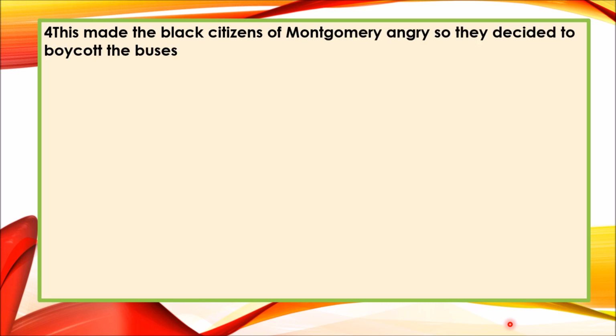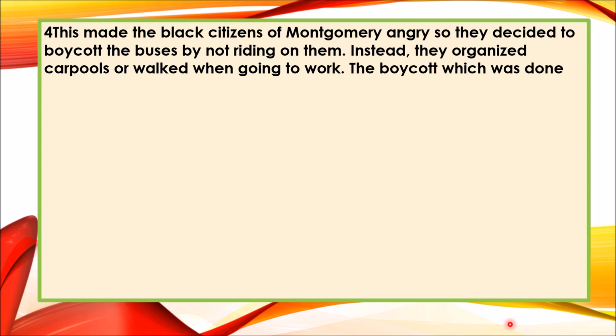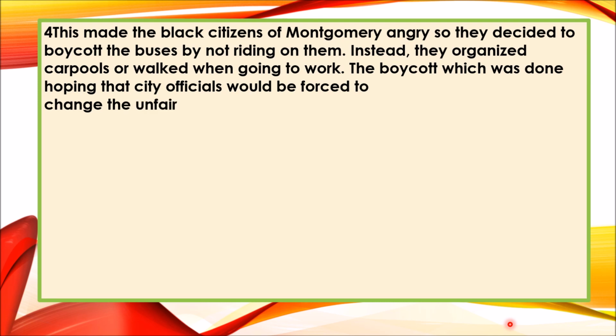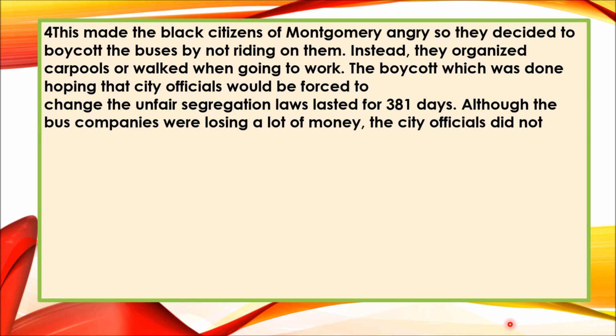This made the Black citizens of Montgomery angry, so they decided to boycott the buses by not riding on them. Instead, they organized carpools or walked when going to work. The boycott, which was done hoping that city officials would be forced to change the unfair segregation laws, lasted for 381 days. Although the bus companies were losing a lot of money, the city officials did not give in to the demands of the Black citizens.